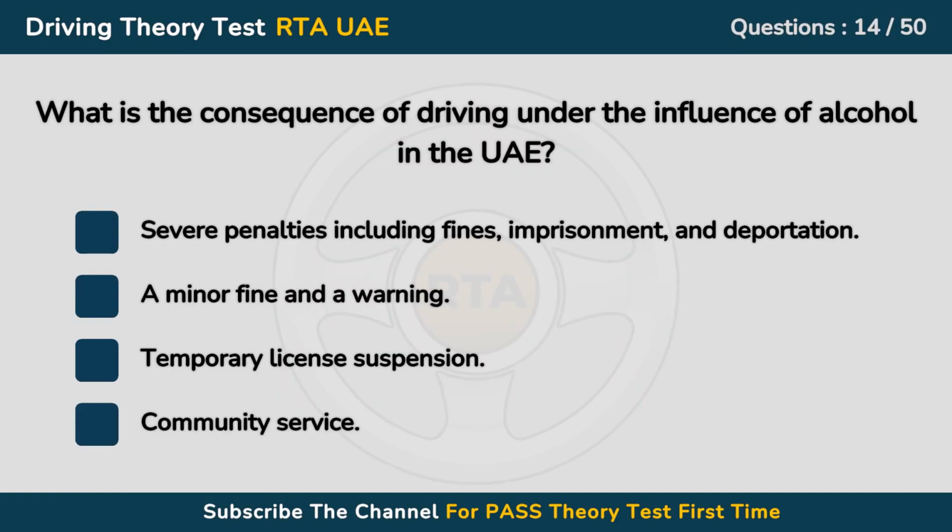Question 14. What is the consequence of driving under the influence of alcohol in the UAE? A. Severe, including fines, imprisonment, and deportation. B. A minor fine and a warning. C. Temporary license suspension. D. Community service.